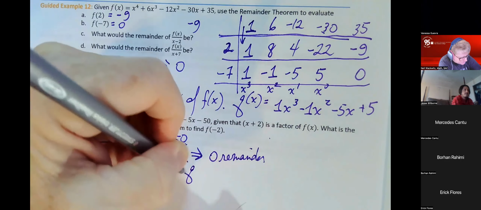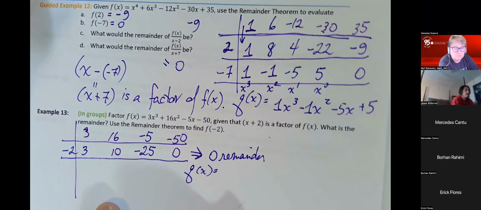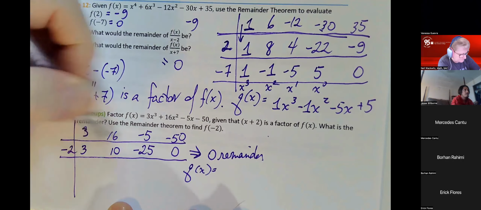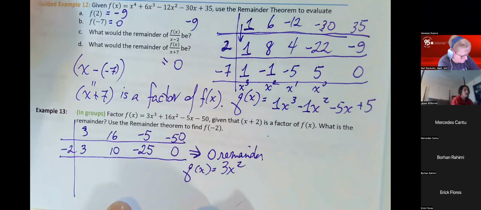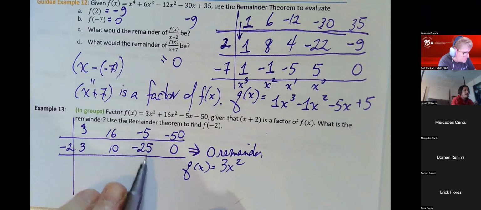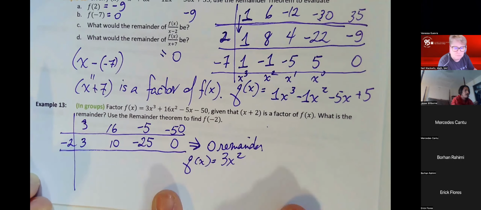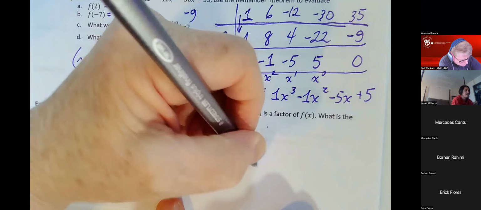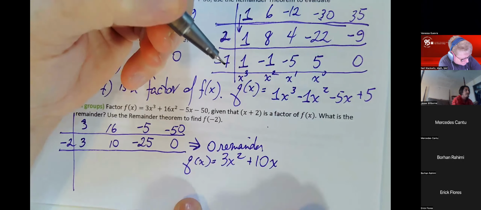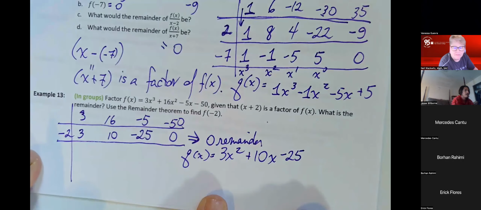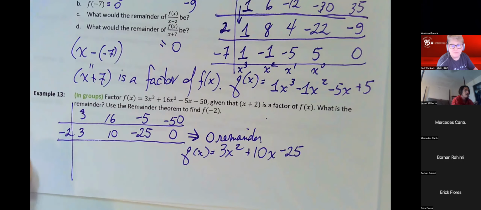What is the quotient? x cubed, 3x squared. We start at 0, 1, 2, so it starts at the second power this time. 10x, and then -25. Excellent. Okay.